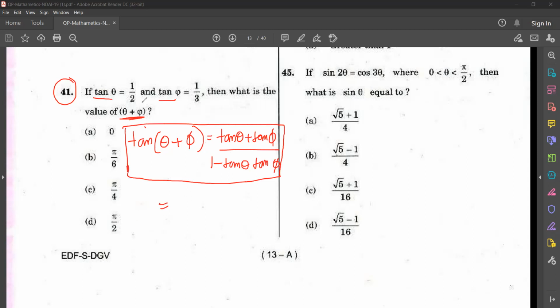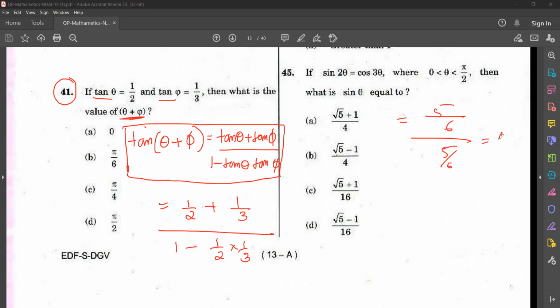So here tan theta is given as 1 by 2, and tan phi is given as 1 by 3. Denominator is 1 minus 1 by 2 into 1 by 3. So just solve that. That is 3 plus 2, 5 by 6, divided by 1 minus 1 by 6, that is again 5 by 6. You'll get the answer as 1. So tan of theta plus phi is equal to 1.